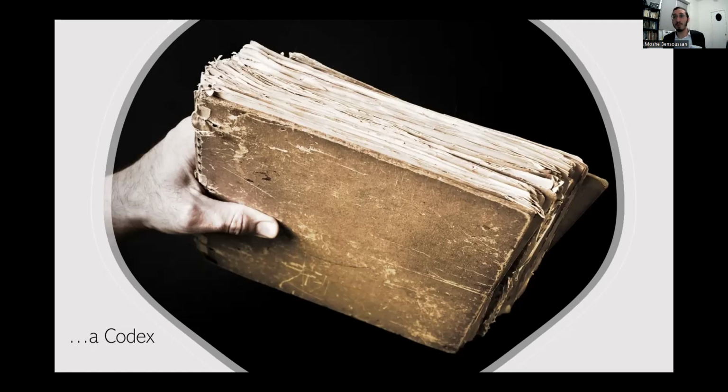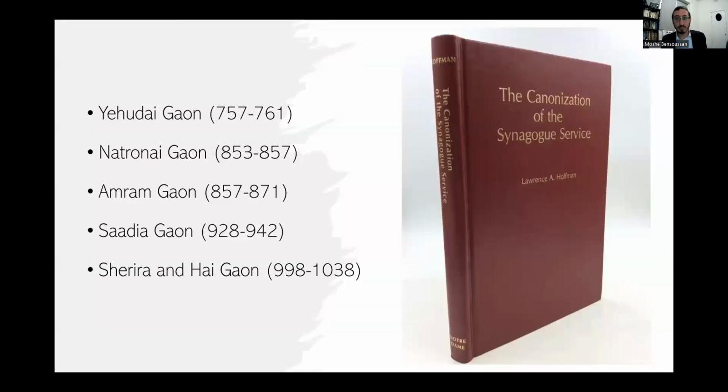Now, the Siddur has its own peculiarities, because there's an explicit Gemara which says you're not supposed to write down brachos. Because you're not supposed to write down tefillos for halachic reasons, because it might get burned on a fire on Shabbos, it took even longer for Siddurim to become standardized. And the earliest things we have that we could even call Siddurim are not Siddurim at all. There's a book by Lawrence Hoffman called The Canonization of the Synagogue Service, where he goes through a lot of the detail of this evolution.